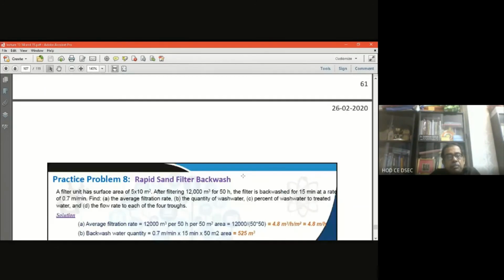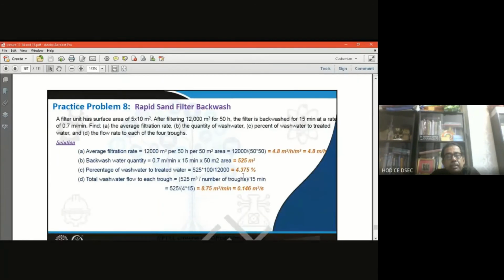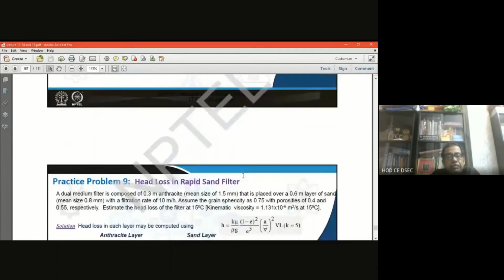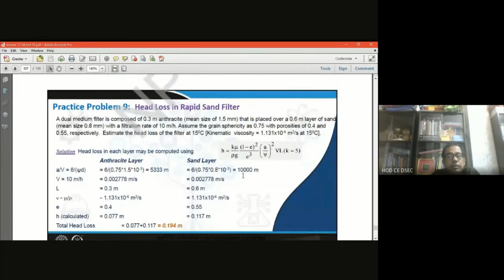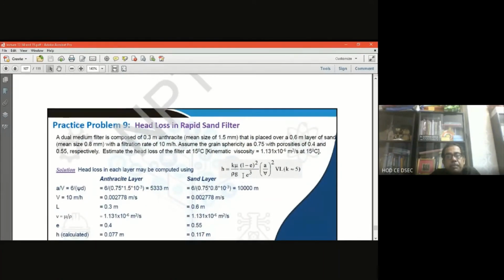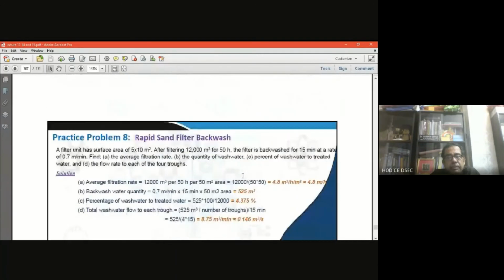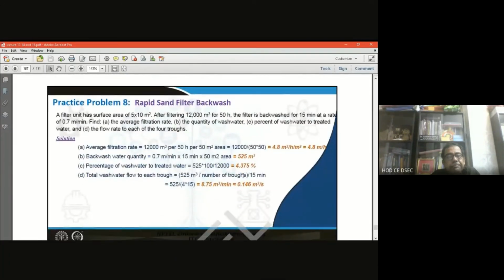The third problem I am going to show you is the problem on backwash. In the rapid sand filter, backwash is very mandatory because of the troubles observed in the rapid sand filter. So backwash is very mandatory in case of the rapid sand filter.